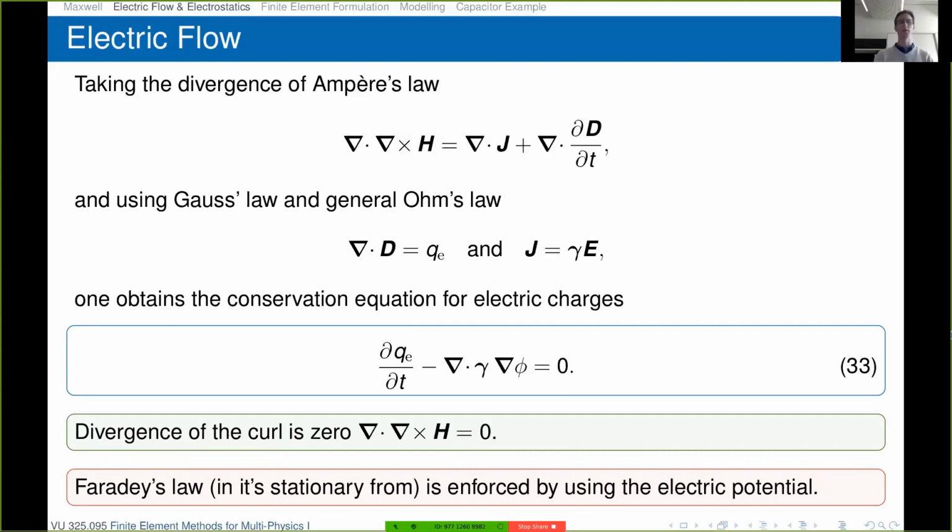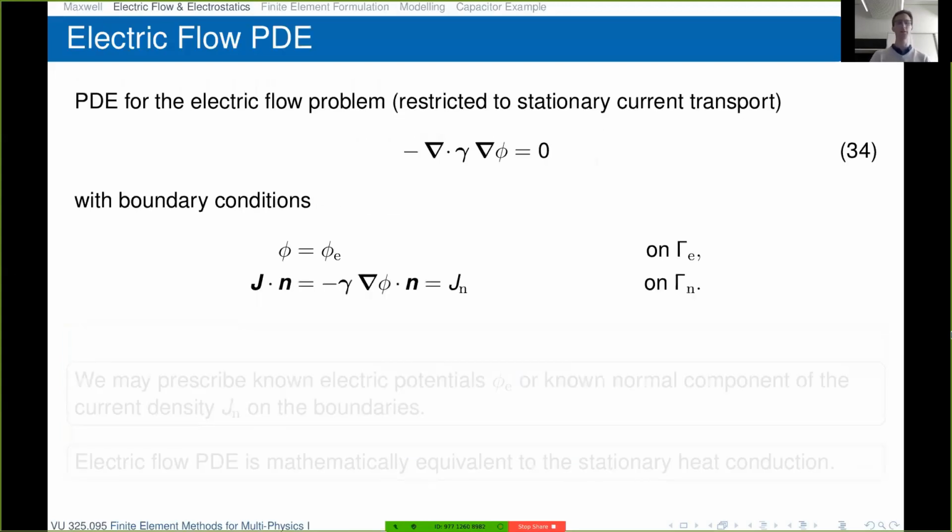Okay, so how does the partial differential equation, the strong form that we want to solve, now look? We restrict ourselves to stationary current transport, so the time derivative drops. So we have the divergence of gamma times gradient of phi equals 0. And then we can define, as usual, boundary conditions of Dirichlet type and of Neumann type.